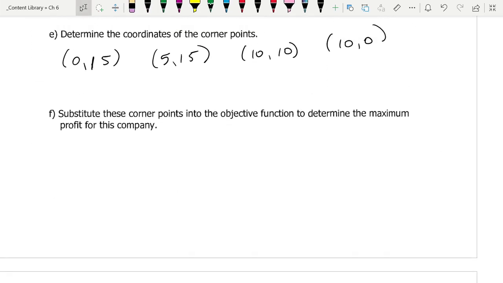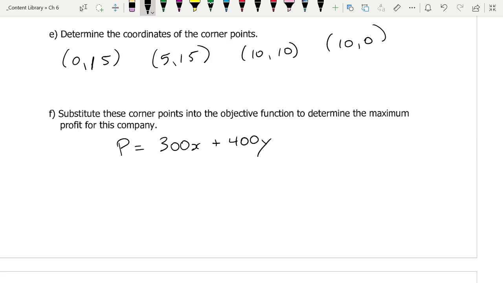What do I do with these points? Because what are we trying to do again? We're trying to make this equation, what was it again? 300x plus 400y. We want to make that equation as big as possible. 0, 0 is obviously not the right answer.